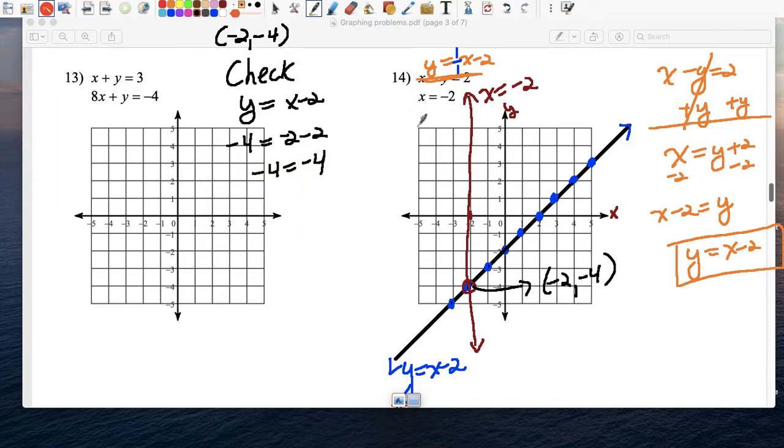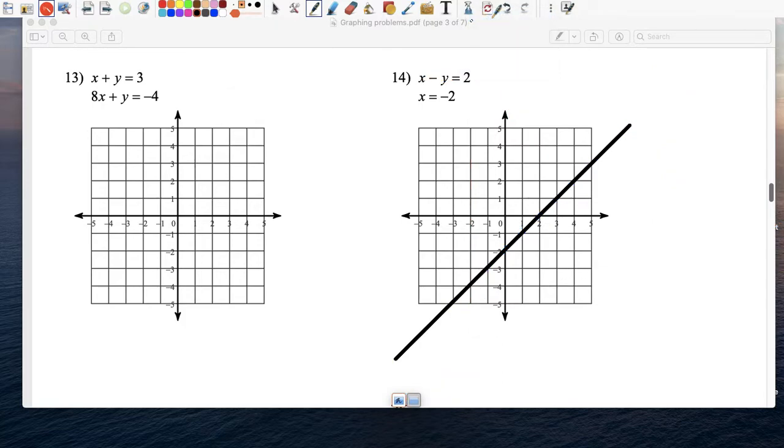The second equation is x equals negative 2. And now I replace this x with this value here, negative 2, which equals negative 2. Okay, and you can tell both equations are true. All right, so that was really easy.